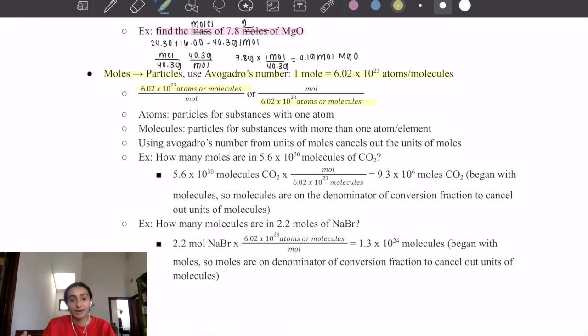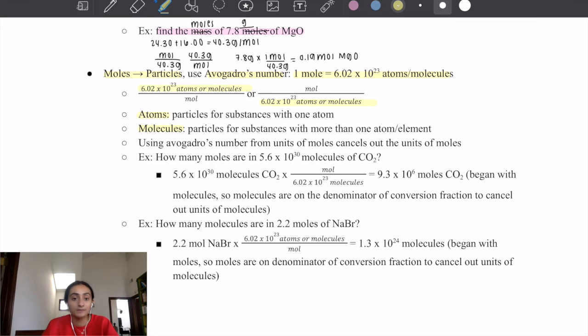And again, this depends on what we're already given. If we're given particles, we want Avogadro's number on the bottom so they can cancel out. And if we're given moles, we want moles on the bottom so moles can cancel out and we can get particles. Just a quick review, atoms are particles for substances with 1 atom. So if you have magnesium, it's an atom.